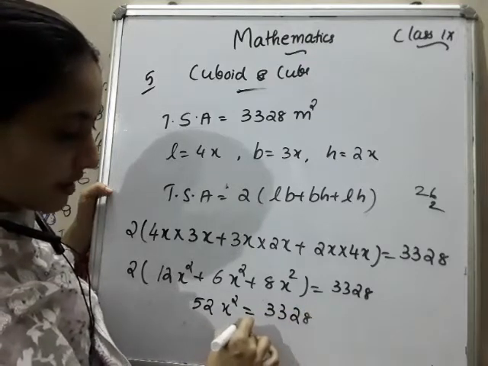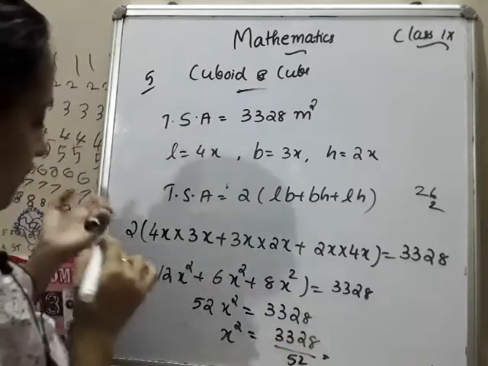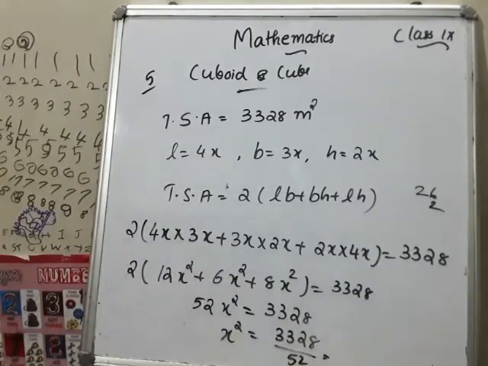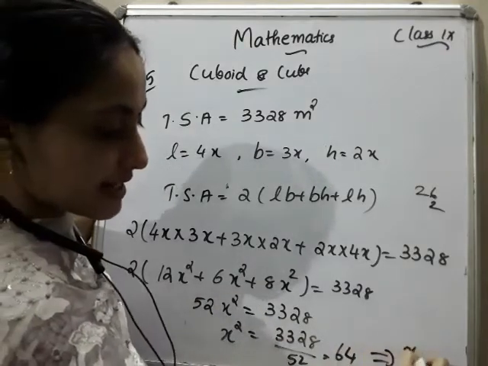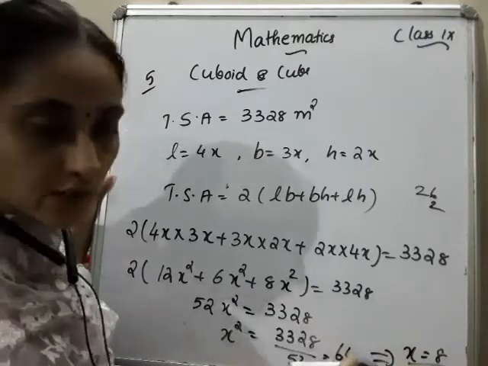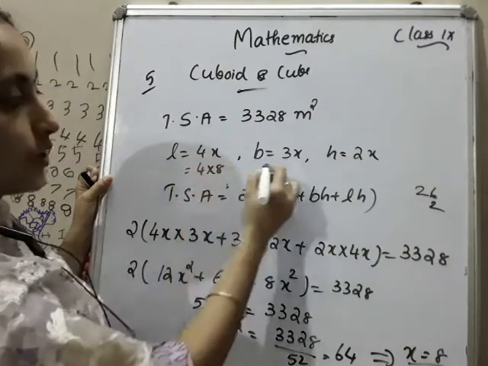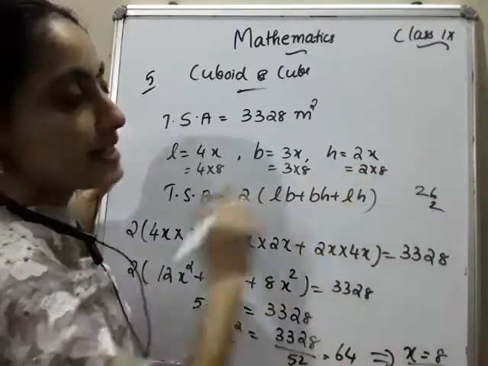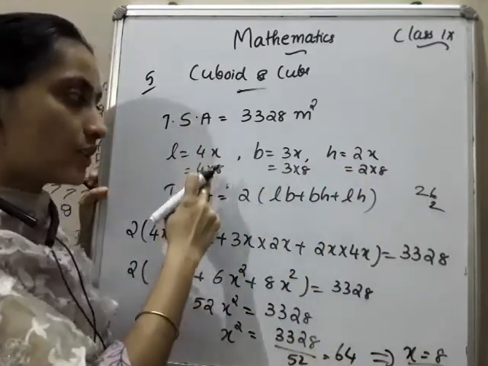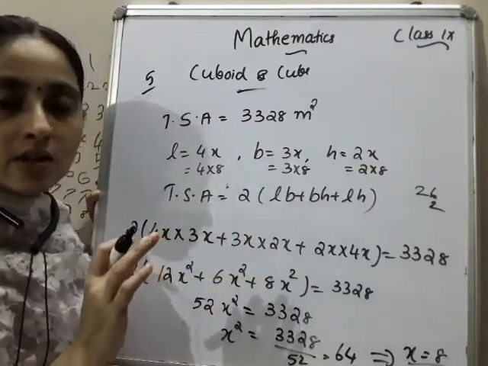3328. That is x square will be equal to 3328 divided by 52. Okay, so please find out the value of 3328 by 52. The answer you got is 64. That is x square is equal to 64, which implies x is equal to square root of 64, that is equal to 8. So you have to substitute here. Length will be equal to 4 into 8, that is 32. Breadth is equal to 3 into 8, that is 24. Height is equal to 2 into 8, that is 16. So the answer will be 32, then 24 and 16 centimeters. Hope you clear this question. We'll move to the next question.